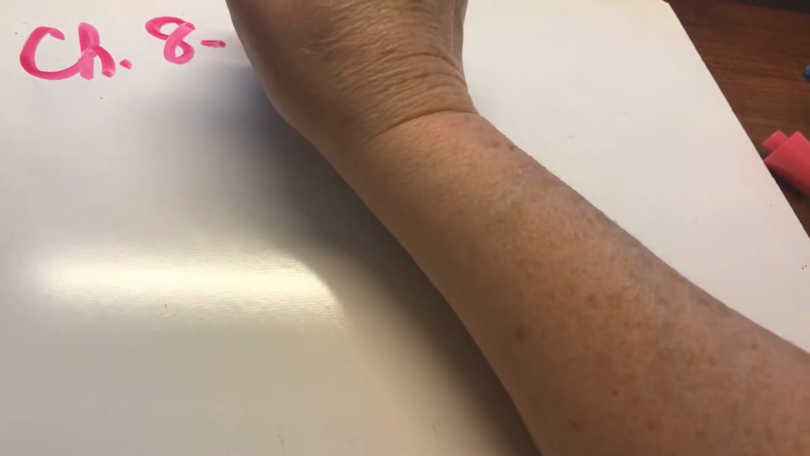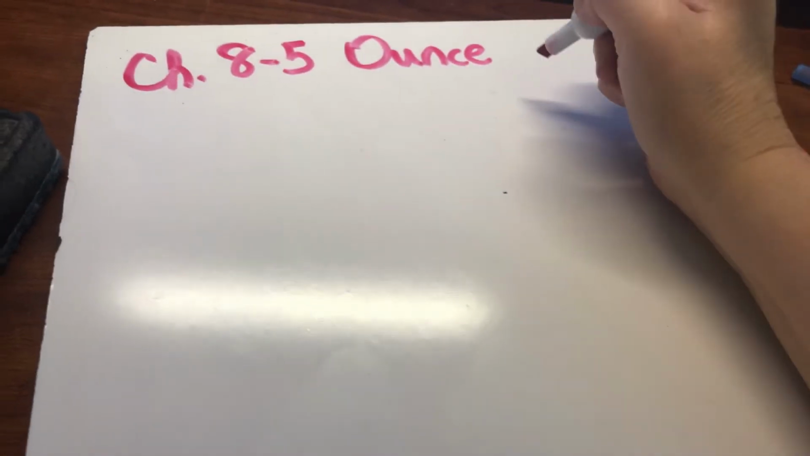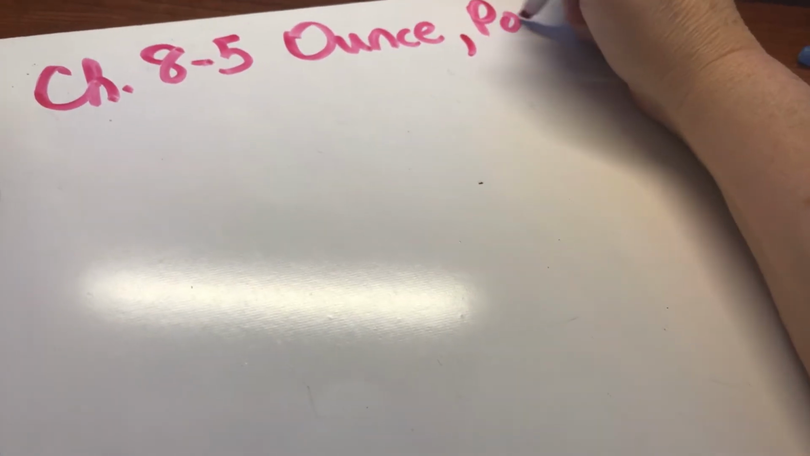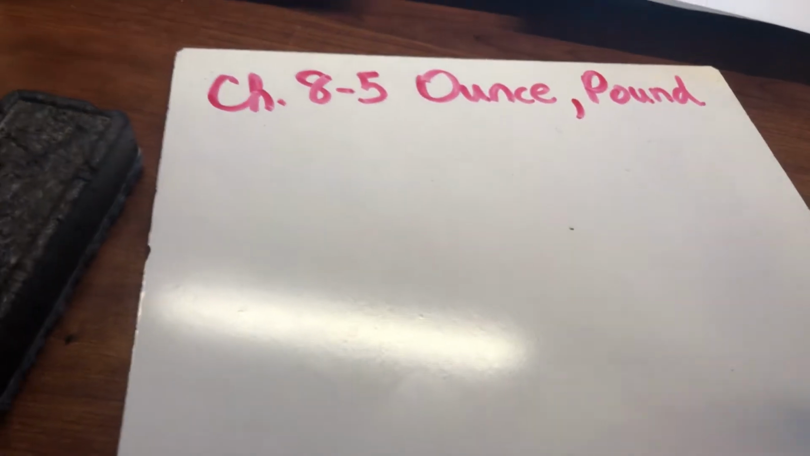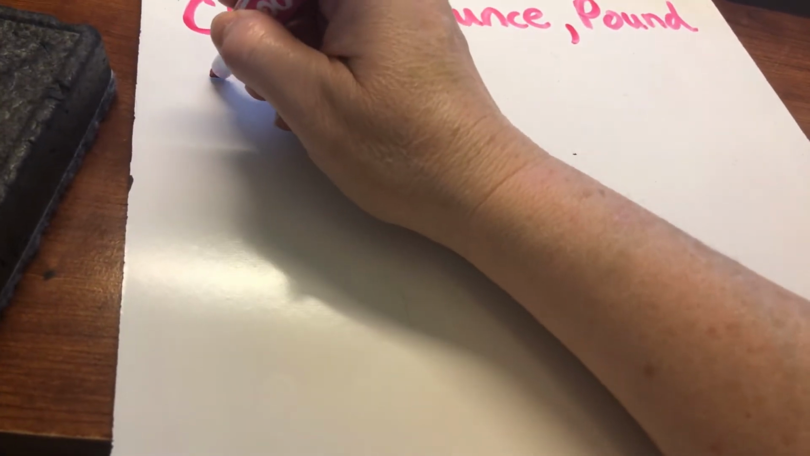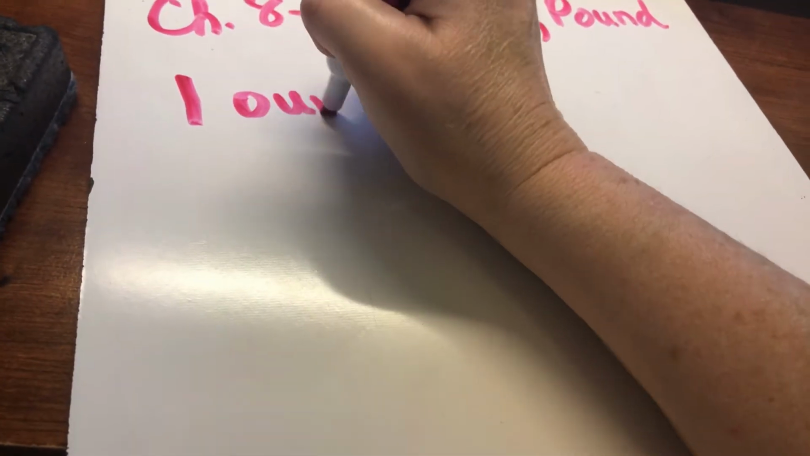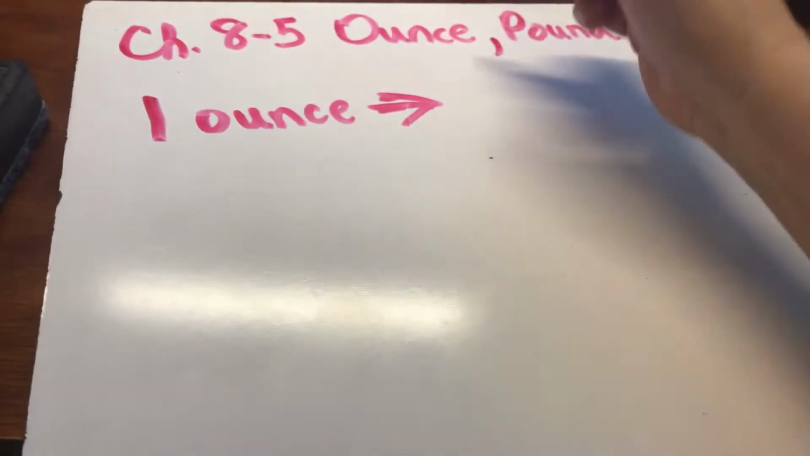Okay, so I want you to put today's chapter, which is chapter 8-5. It's ounce. Look how you spell ounce. O-U-N-C-E. And pounds. P-O-U-N-D. Ounces and pounds. And then today's date. Then you're going to skip a line. And you're going to write 1 ounce, O-U-N-C-E, is written this way.